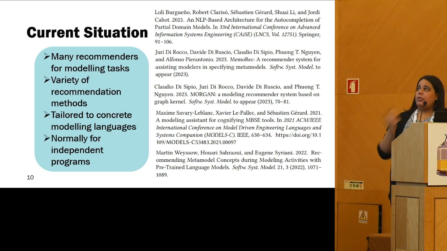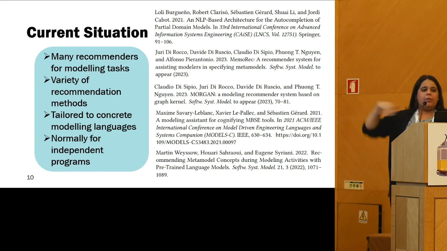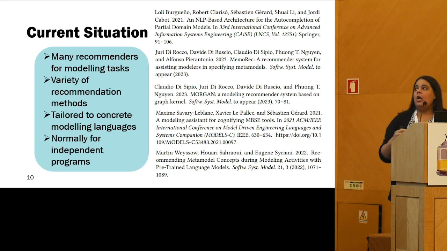So the current situation is that we have many recommender systems for modeling tasks. Here are some papers previously published, where you can have recommender systems for meta-modeling and a recommender system for UML using different algorithms like collaborative filtering or NLP. As I mentioned, these recommender systems use a variety of different recommendation methods. They are targeted to concrete languages, and normally they are developed as independent tools, and sometimes they just get to the point of offline evaluations, but are never integrated into any modeling tool.